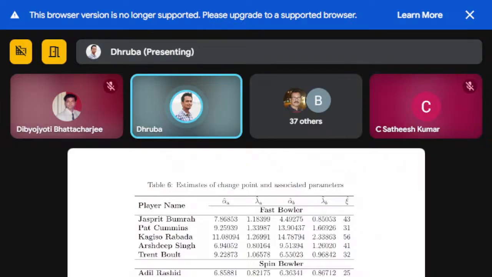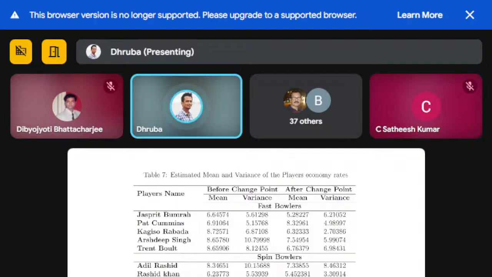Here, xi cap is the change point, given first for the fast bowlers as well as the spin bowlers. Alpha A cap and lambda A cap are the parameters before the change point, and alpha B cap and lambda B cap are the estimated parameters after the change point. From these estimates, we have calculated the mean and variance before and after the change point. The results are summarized in this table.